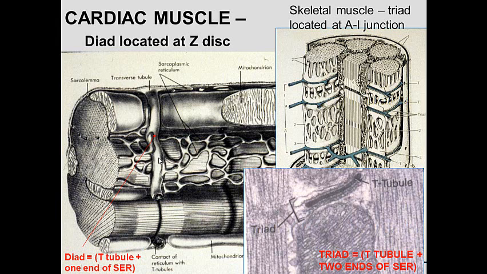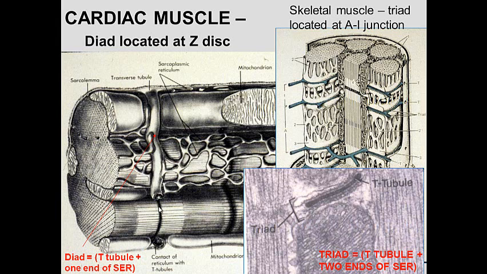In contrast, the sarcoplasmic reticulum does not lay against the transverse tubule in cardiac muscle, and only intermittently does it interact with it. So when you cut it, you just have a dyad, just one transverse tubule and one sarcoplasmic reticulum. Dyad versus triad that we can see.